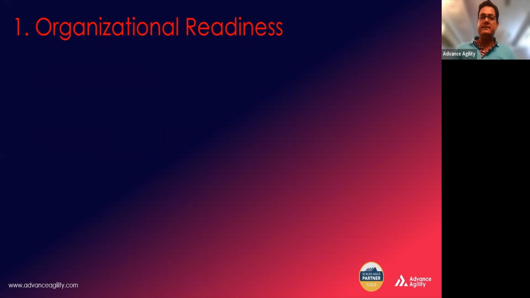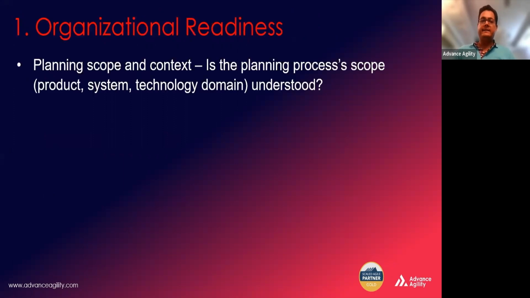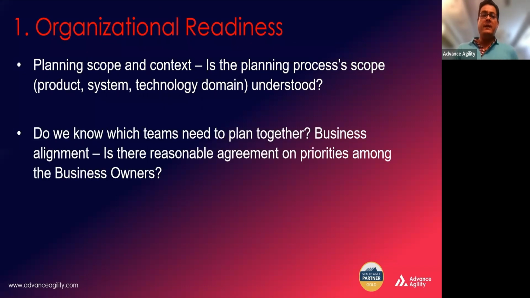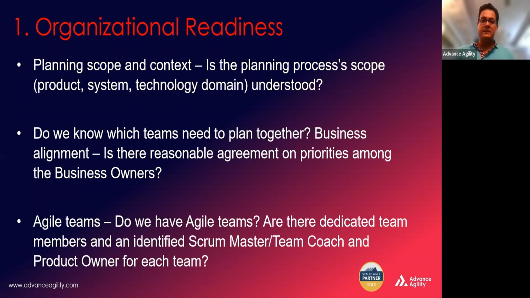For organization readiness, there is the planning and context. Are the planning process, scope, product, system, and technology domain understood? Do we know which teams need to plan together? Business alignment: is there a reasonable agreement on priorities among the business owners? Agile teams: do we have Agile teams? Are there dedicated team members and an identified Scrum Master or team coach and Product Owner for each of the teams? All these aspects come under organization readiness.